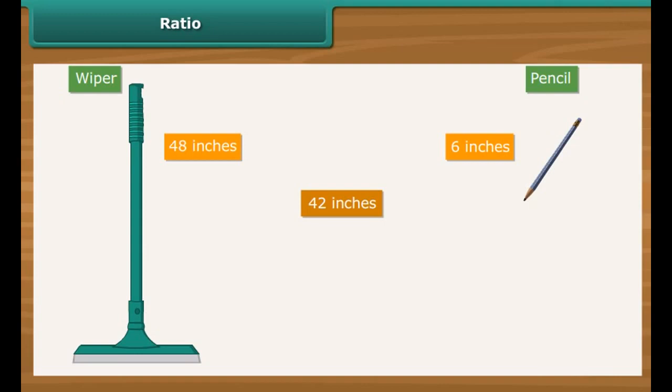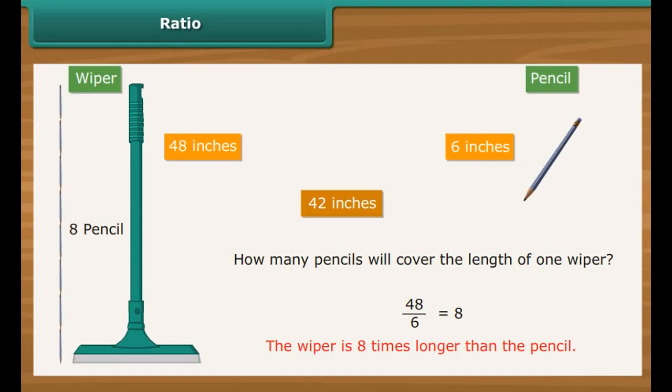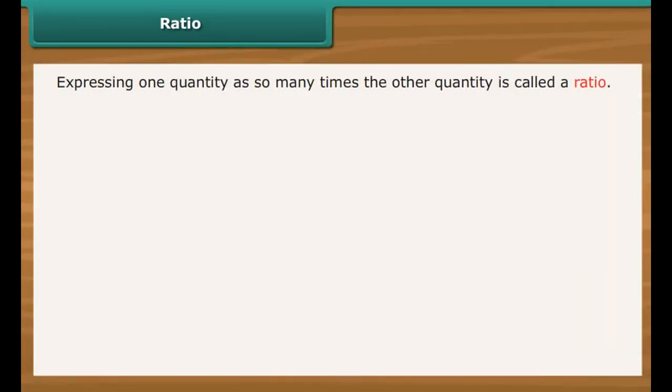Let us ask ourselves this question. How many pencils will cover the length of one wiper? The answer is 48 divided by 6, that is 8. In other words, the wiper is 8 times longer than the pencil. Expressing one quantity as so many times the other quantity is called a ratio.